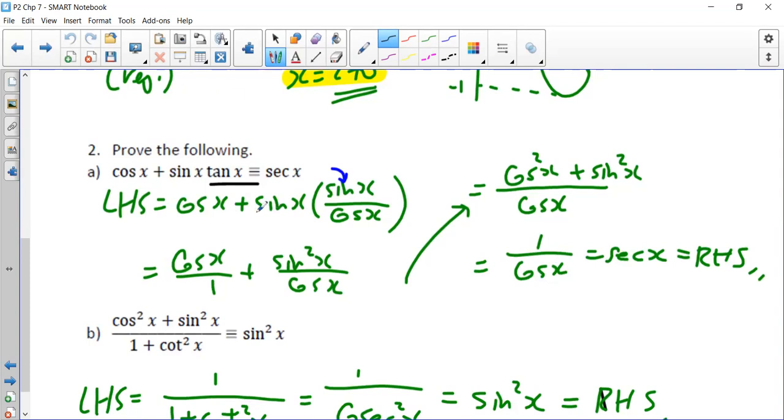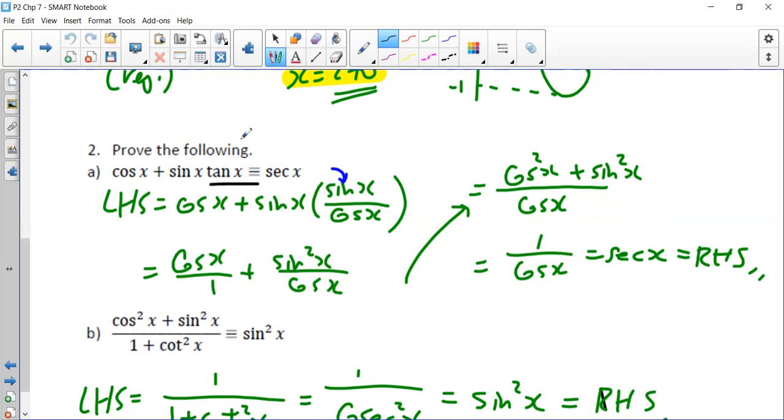So here I start from the left-hand side because there's more things to work with. First thing I did was to make tan x into sin x over cos x. With proof questions, the way to learn is not just copying the answer, but asking yourself why do I do it this way, or why does the teacher do it that way? What's the thinking logic behind it? So the first step I did was to make tan x into sin x over cos x. Well, why?